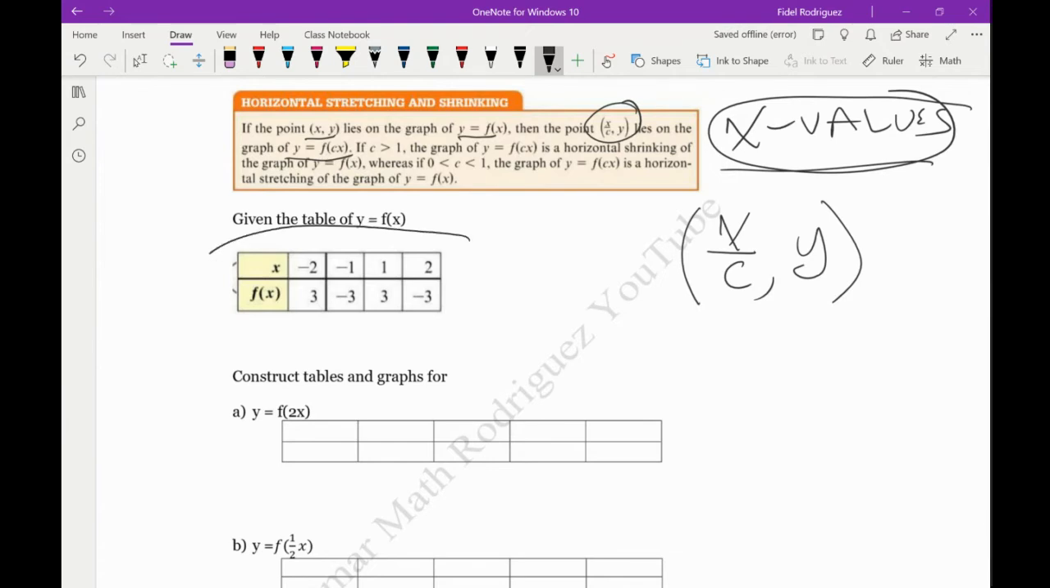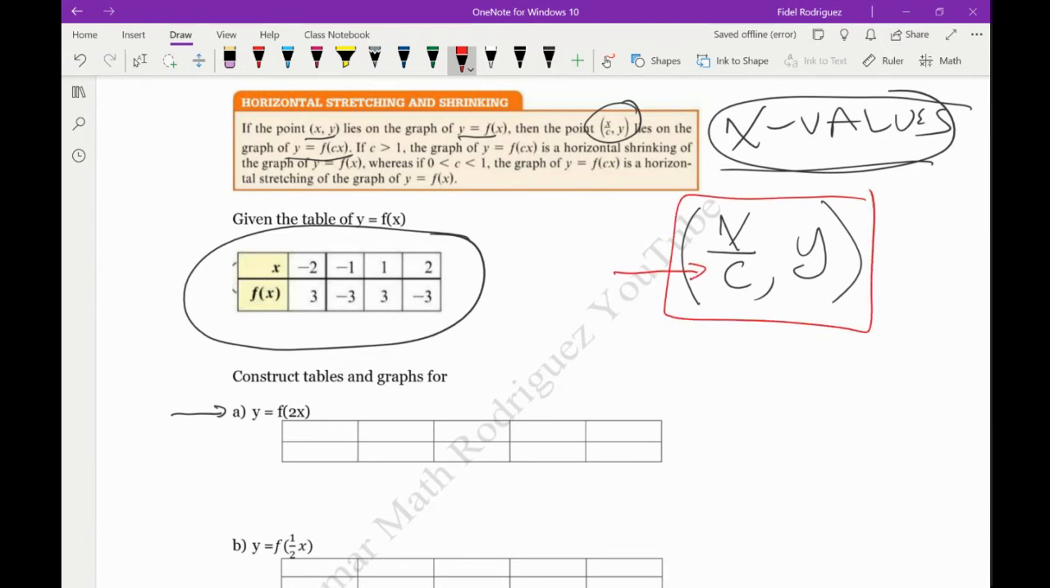Okay, so here is my function, right? We're going to make a table for this one right here. Okay, so guys, I want to point something out. Do you see how we're now taking the X values and we're dividing them by that number c? What we're going to do is take each of these X values here. We're going to take -2, and we're going to divide it by the number c. Look at what the number c is in this case. What's the number c? It's 2. Okay, so I'm going to take the first one. -2 divided by 2 is going to be -1.